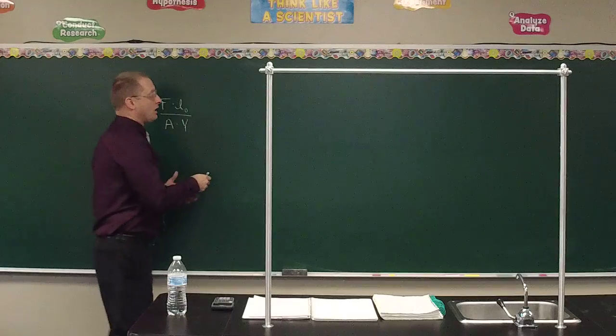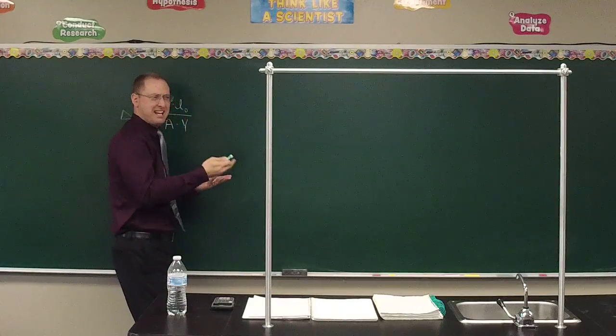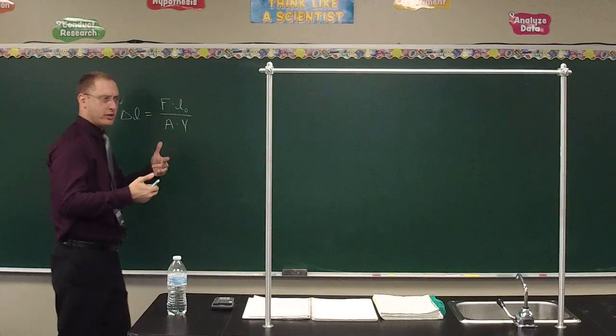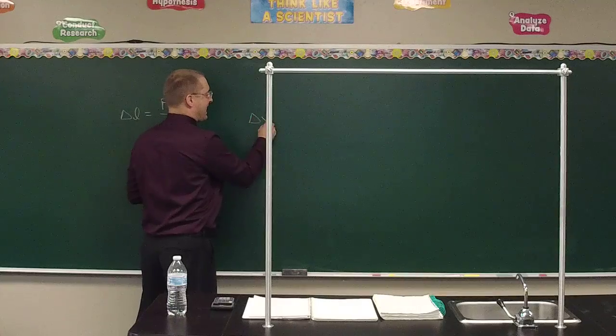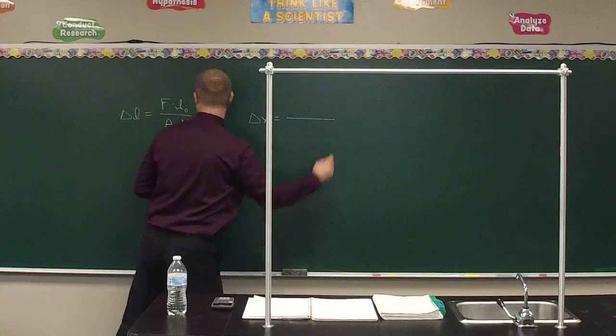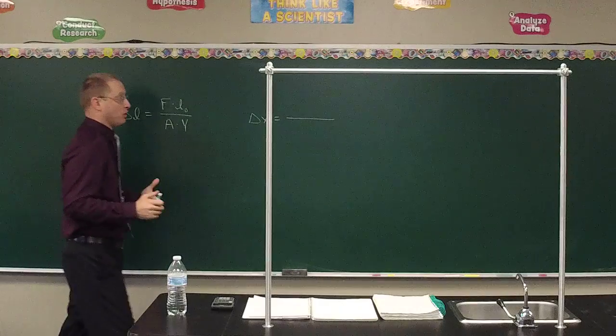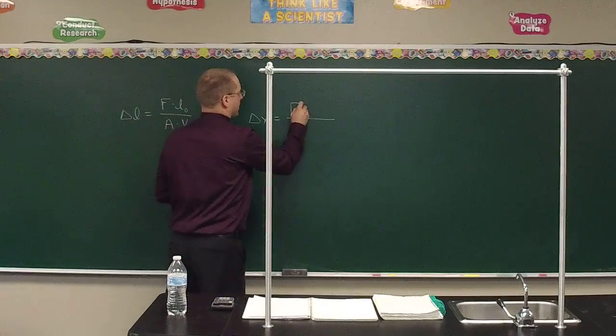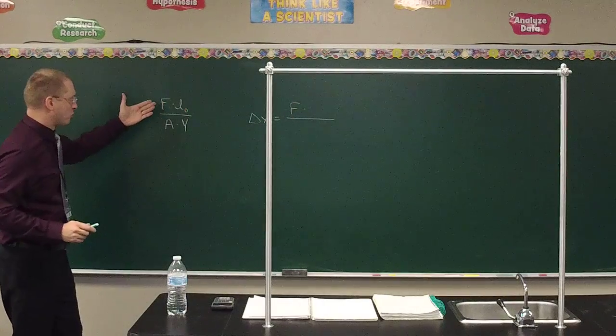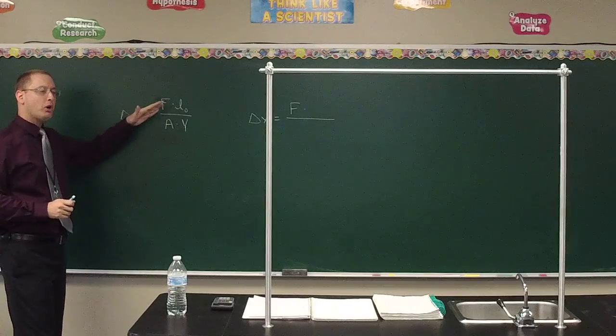And so how do we represent the amount of bend? It's not delta L, but rather delta X. And we still have a force causing the deformation, right? It's just not a stretching or compressing force. It's a shearing force. And we aren't concerned about the original length of the object, but what are we concerned about?